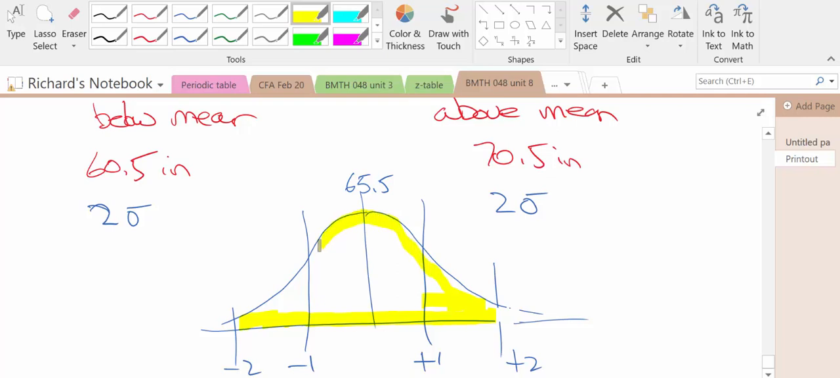all this data is between 2 standard deviations above and below the mean. So this is 95% of the data. So 95% of American women have heights between 60.5 inches and 70.5 inches.